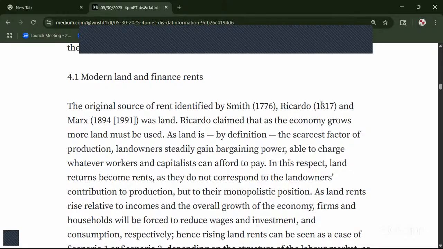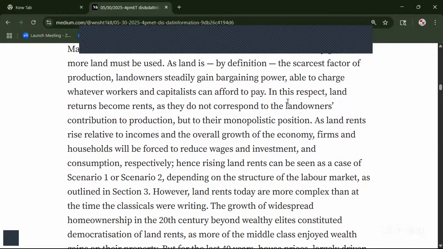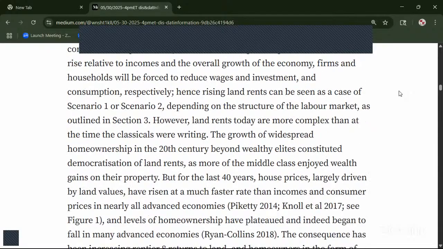As land rents rise relative to incomes and the overall growth of the economy, firms and households will be forced to reduce wages and investment and consumption, respectively. Hence, rising land rents can be seen as a case of scenario one or scenario two, depending on the structure of the labor market, as outlined in section 3. However, land rents today are more complex than at the time the classicals were writing. The growth of widespread homeownership in the 20th century beyond wealthy elites constituted democratization of land rents as more of the middle class enjoyed wealth gains on their property.